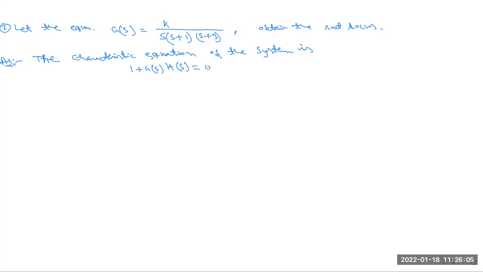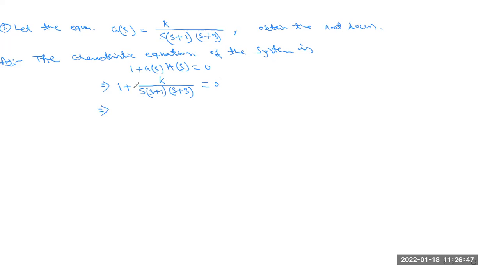Now you have to put the values of G(s) and H(s). So the equation is 1 + K / (s(s+1)(s+3)). And what is the value of H(s)? Here H(s) is not present. So whenever H(s) is not present in the given question, you easily put H(s) = 1. That is the unity feedback. So when it is multiplied by 1, it remains the same. So this is equal to 0 also.